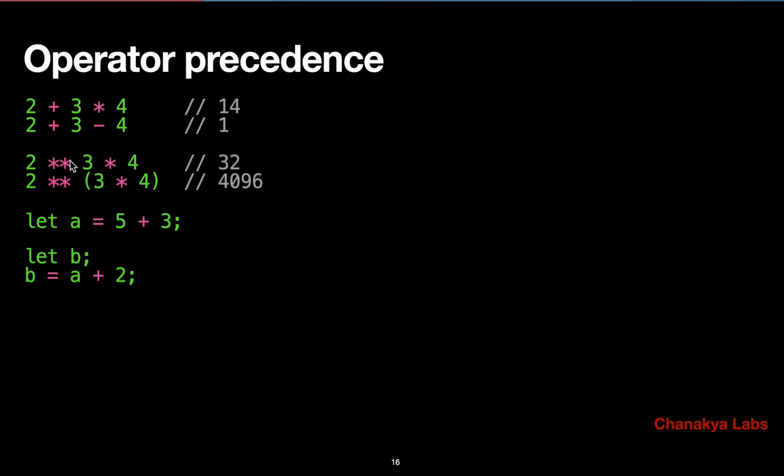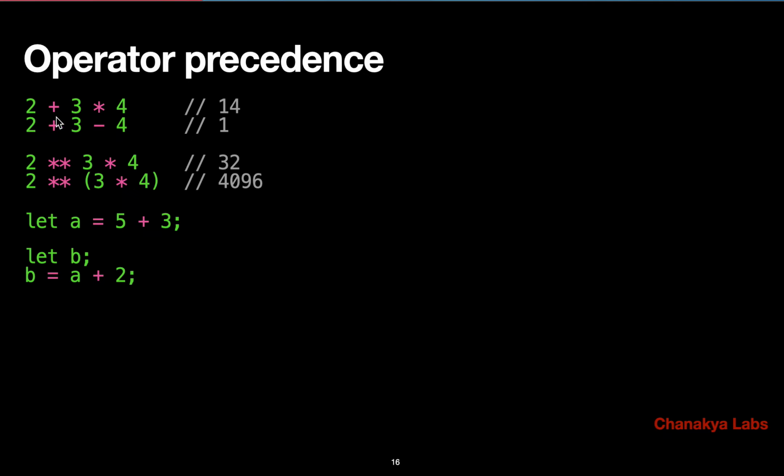Secondly, we'll see what happens if more than one operator of the same kind is in the same expression. For example, let's say it is not exponentiation but simply multiplication, 2 into 3 into 4. Then whether the right side multiplication is done first or the left side multiplication is done first, that is called associativity, like in which order we group things. That is the second thing we'll look at.